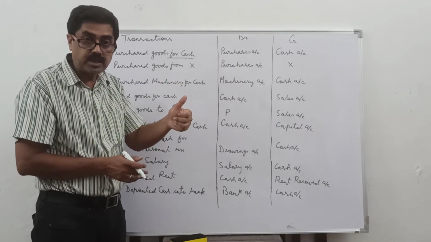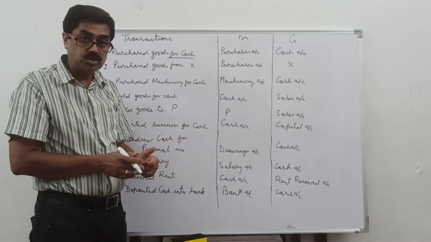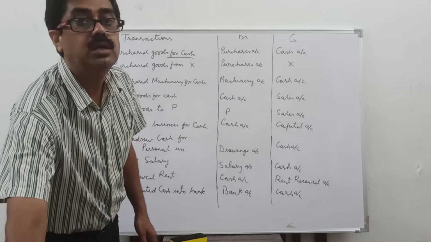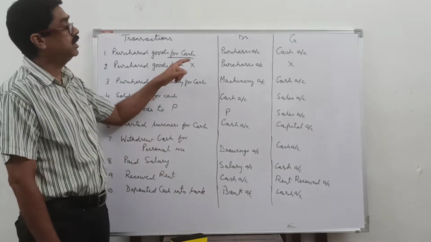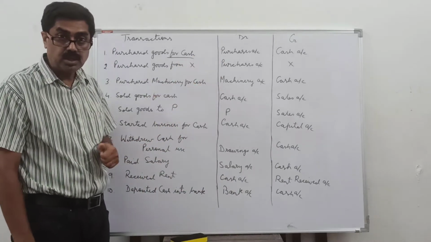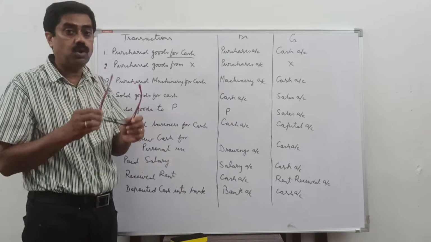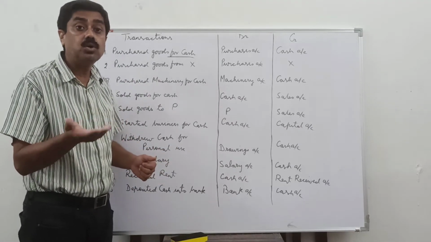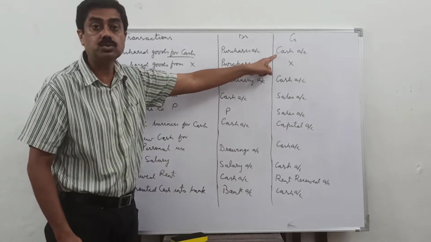Cash belongs to which category? Personal, real, nominal. It belongs to the real account, because you can see it, it is tangible and expressed in terms of money. Now the rule of the real account is debit what comes in, credit what goes out. Is cash coming in or going out? Cash is going out. So credit what goes out.